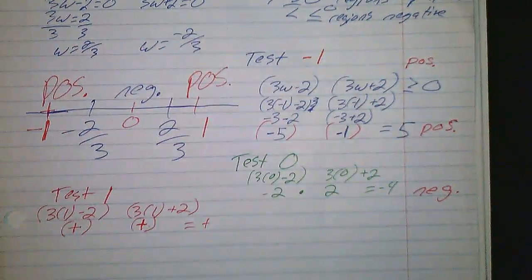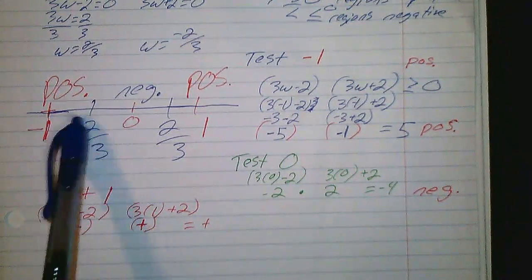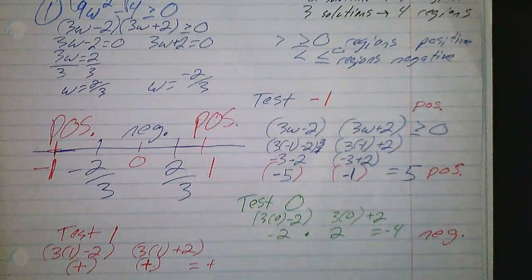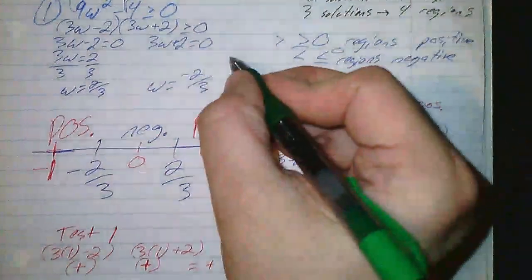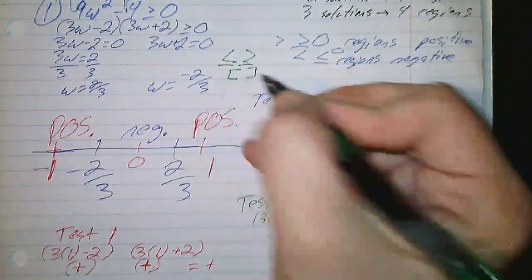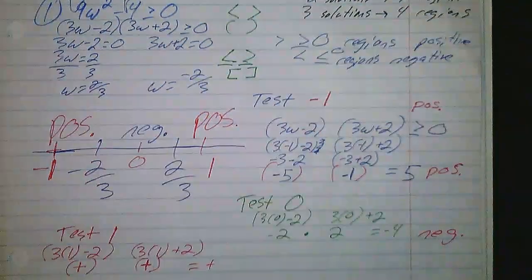So we found two solutions. If we graphed this, it would be a parabola hitting the x-axis at negative 2/3 and positive 2/3. So what does our answer look like? Of course, if we have lines under the symbol, we use brackets. No lines under the symbol, we use parentheses.